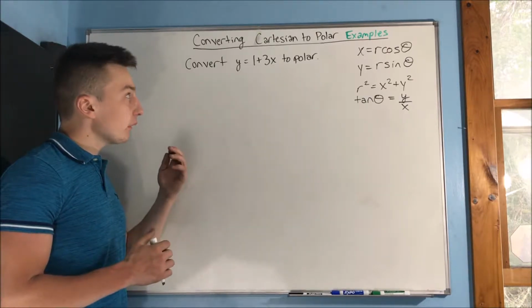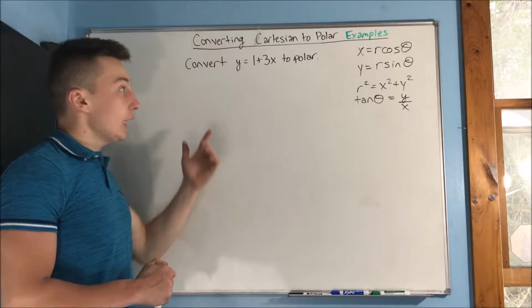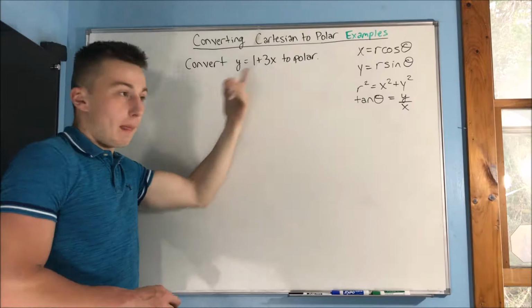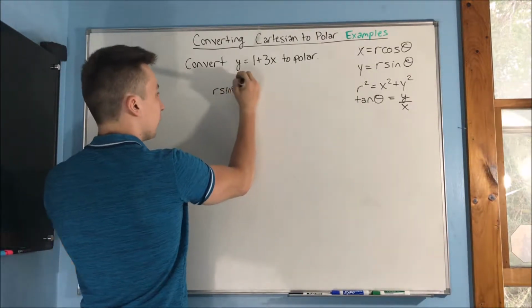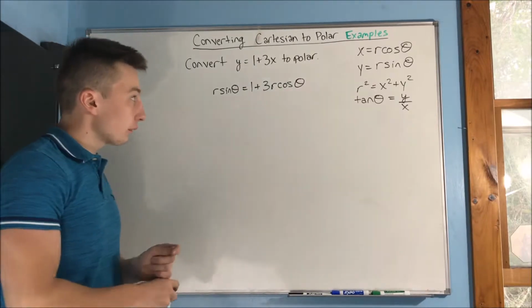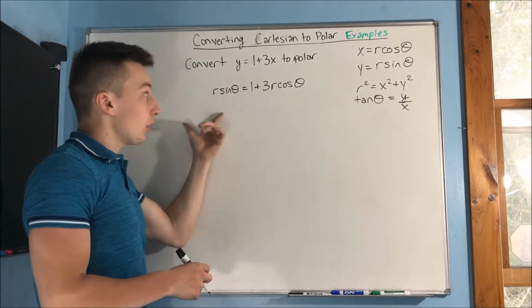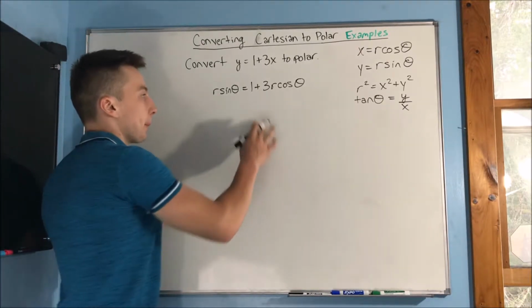Okay, well, how do we start off with this? Well, we can just substitute in our sine theta here and our cosine theta here. We might as well. Okay, that's a great starting point. So now that we're in terms of r and theta, we need to get r's on one side and theta's on the other. Okay, so how do we do that?